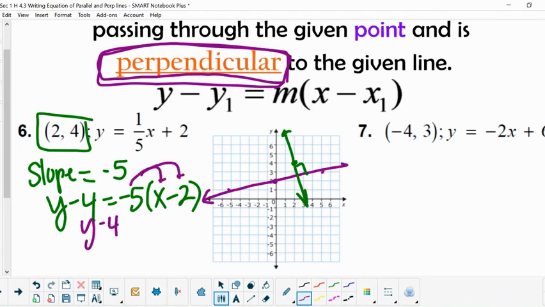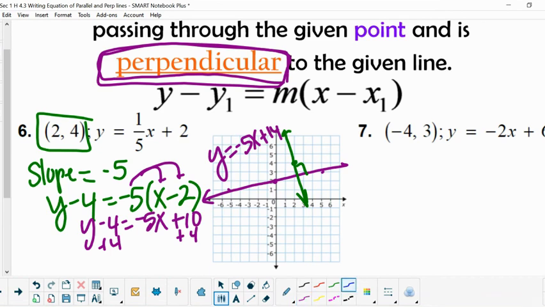Okay, multiply that in. Multiply in your negative 5. Add your 4. And you will have the equation of a line that's perpendicular. It's going to cross at a 90. So their slopes are negative reciprocals of each other, and so they perfectly cross at a 90. Any questions on that one?